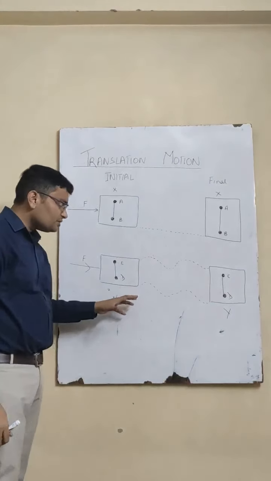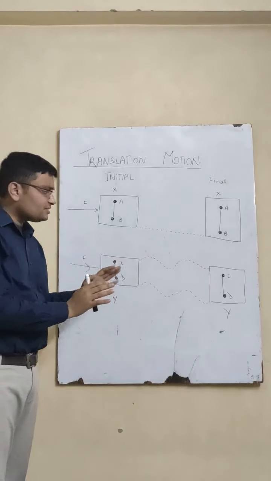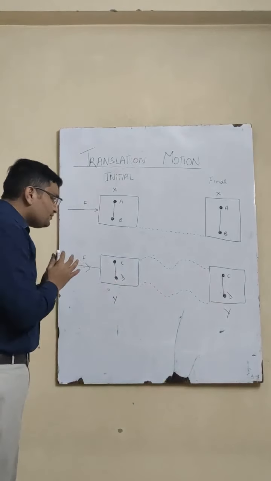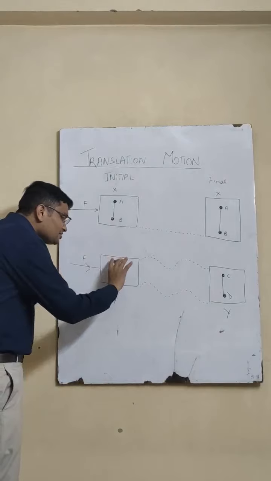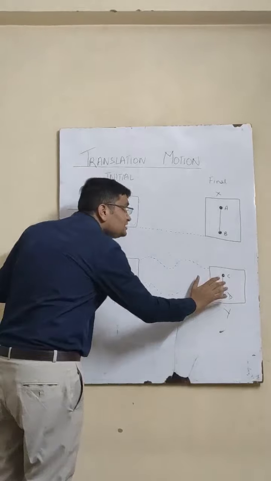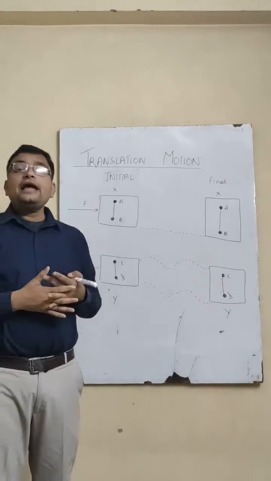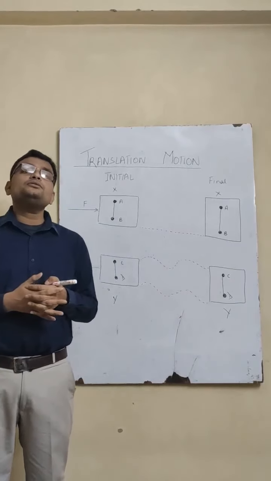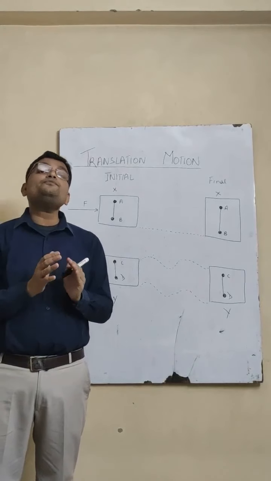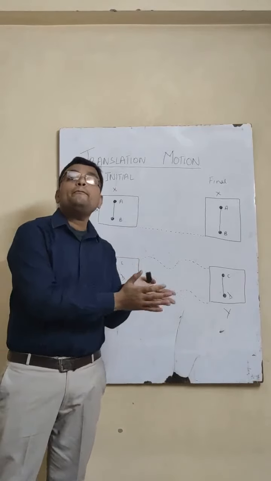In this case also, it doesn't matter that the body is moving in a zigzag manner rather than a straight path. But when I observe, I see that the line segment CD drawn at the initial position is parallel with the line segment CD drawn at the final position. Students, the concept of translation motion doesn't depend on the path followed by the body.